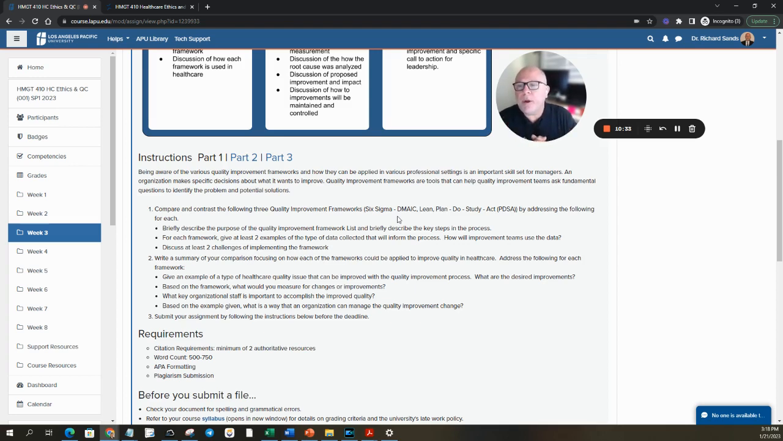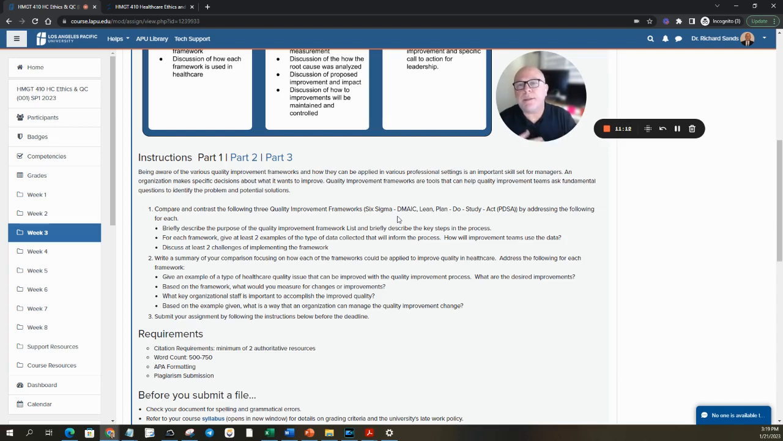Okay, now number 2 down there. Write a summary of your comparison, focusing on how each of the frameworks could be applied to improve quality in healthcare. Address the following for each framework. So part 1 is you're looking at the frameworks, you're writing out the steps, what's needed, what data. So you're kind of setting just the facts, right? Number 1 is you're going to compare and contrast. That means comparing the two, right? So that's all about number 1.